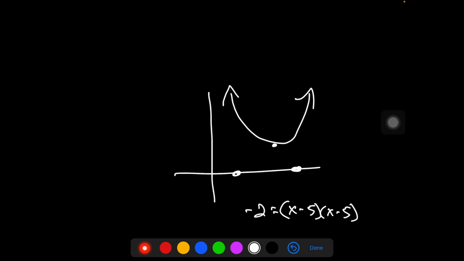In another video, we'll show how to find the roots, how to work from factored form to the graph, and then how to work from the graph to the factored form.